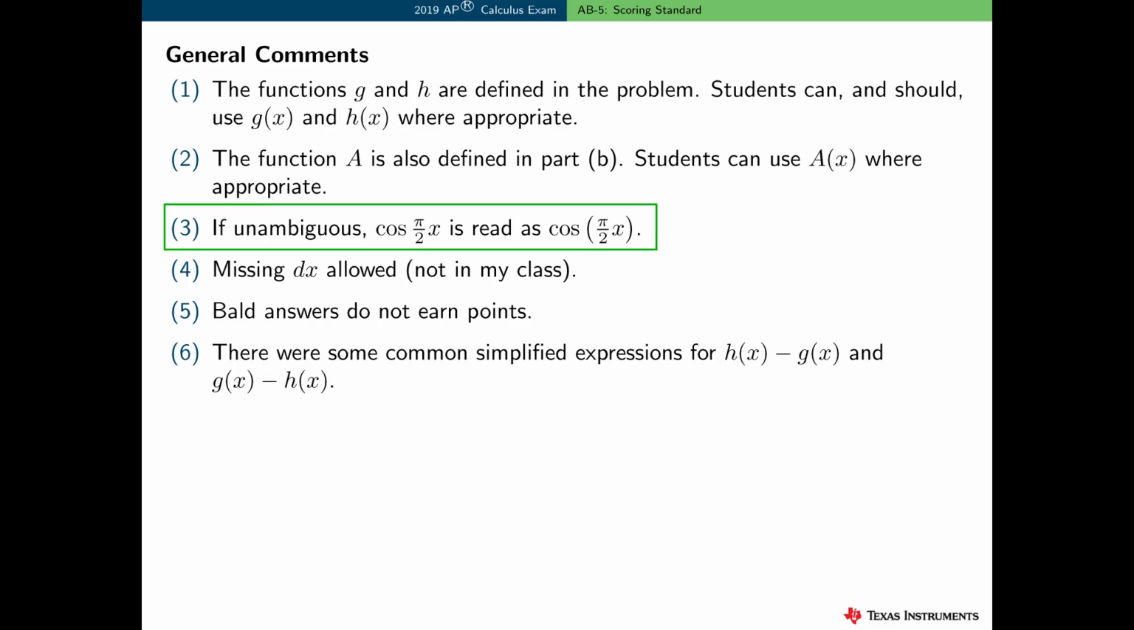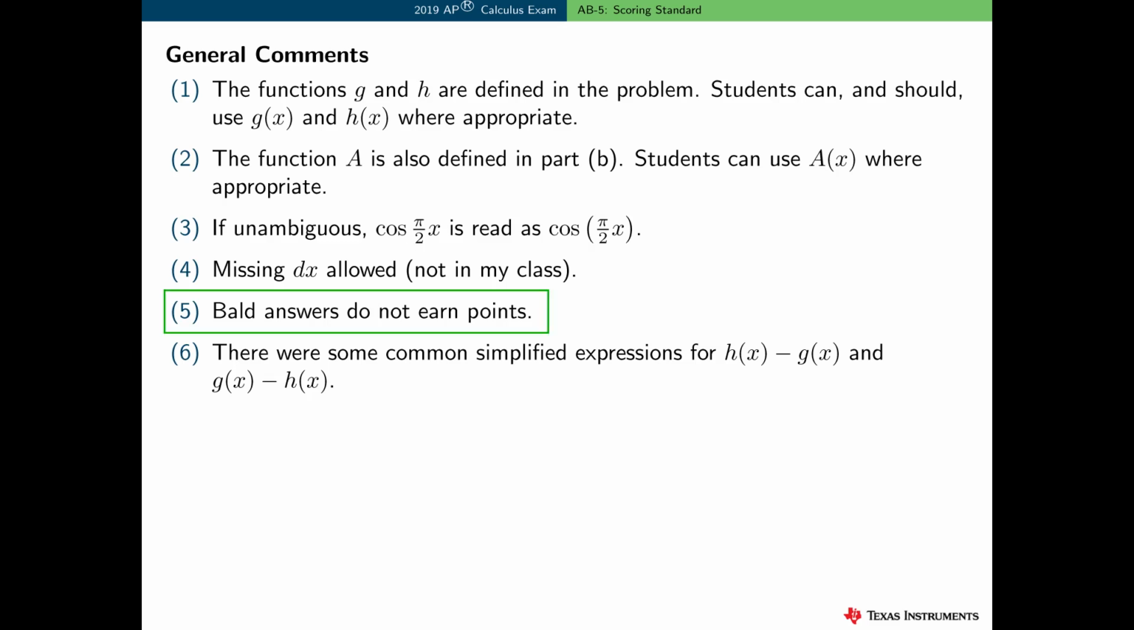In this problem, this year, if it was unambiguous, then the cosine of pi over 2x without the parentheses was read as if the argument was pi over 2 times x. A missing dx in the integrand was not penalized. Now, this isn't the case in my class, but under the pressure of a high-stakes exam, it was allowed this year.